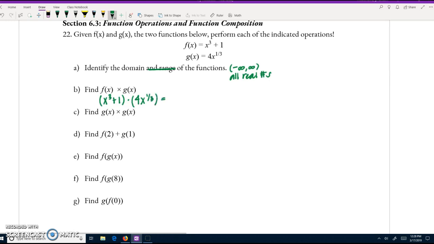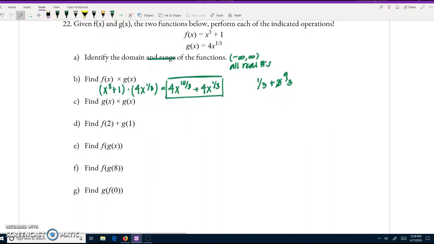So when I multiply x cubed by 4x to the 1/3, those both have x's in them, and so I need to add those exponents. So I'm going to be adding a 1/3 and a 3. So this 3 needs to become 9 over 3, so that way I can add. So I'll end up with 4x to the 10/3. And then the 4x to the 1/3 also has to get multiplied by 1. So this will be my final answer there for the multiplication.